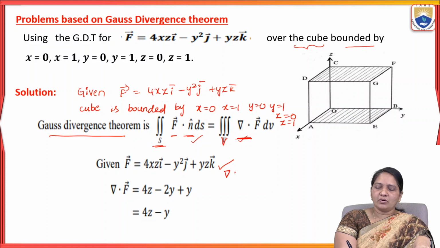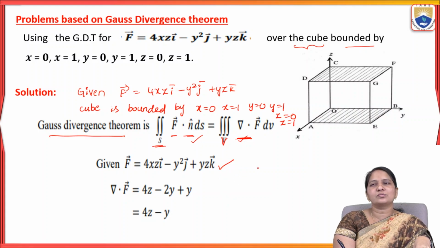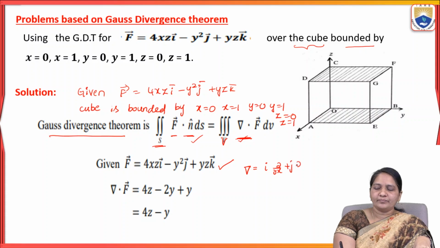So what is the meaning of del dot f? First of all, you should know what del is. We already have this information in vector differentiation and we discussed it in the previous videos for the surface integral also. Anyway, I am just giving the outline. Del equal to i dou by dou x plus j dou by dou y plus k dou by dou z. This is the del operator. We use this del operator for the dot product and cross product.